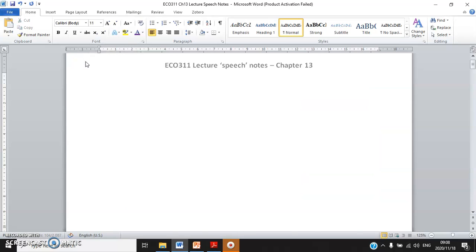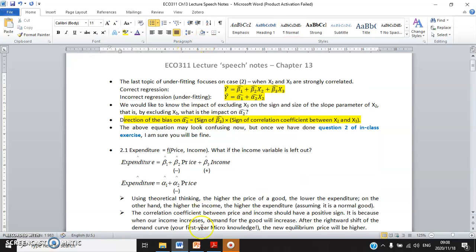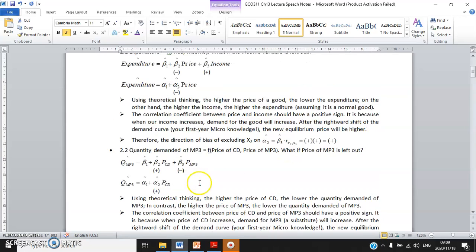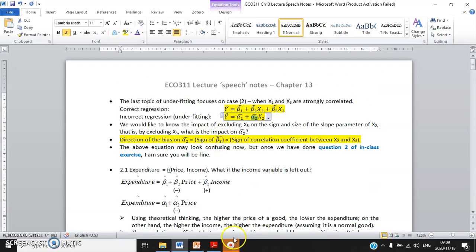Okay, so we are done with the first part. When we return, I will refer back to this part about the impact of underfitting on the direction of the bias on the slope parameter of x2, the variable you still include. But what if x2, the included variable, and x3, the omitted variable, are strongly correlated? I want to find out the impact of excluding x3 on the slope parameter of x2. So we are going to look at 3 questions in the next video.